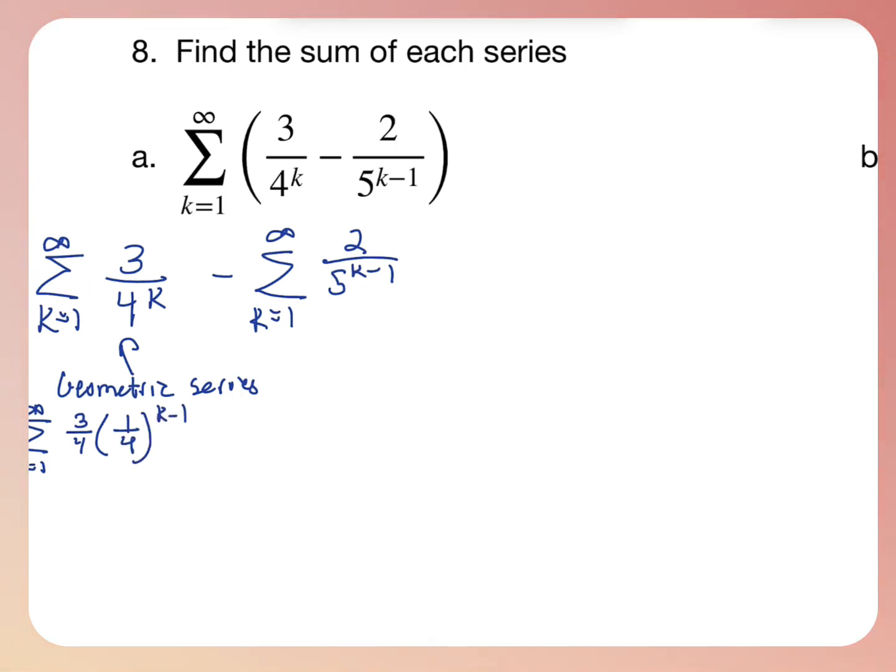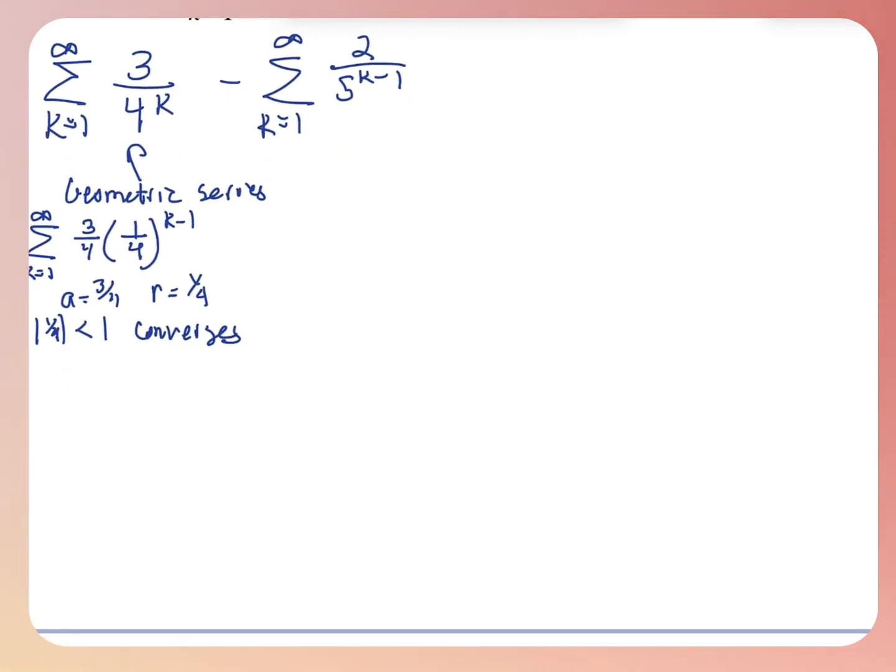So my A is 3/4 and my R is 1/4. And so the absolute value of 1/4 is 1/4. 1/4 is less than 1. So I know by our knowledge of geometric series that this series converges. And so I can find the sum of that first fraction by using our A over 1 minus R, so that gives us 3/4 over 3/4, which is 1. Now let's look at the other half.